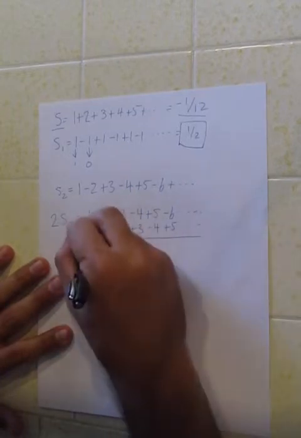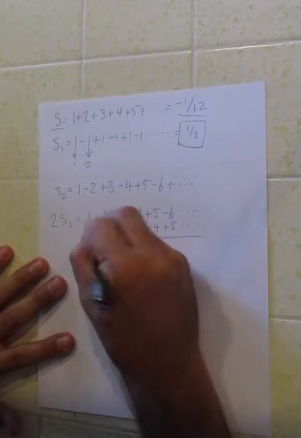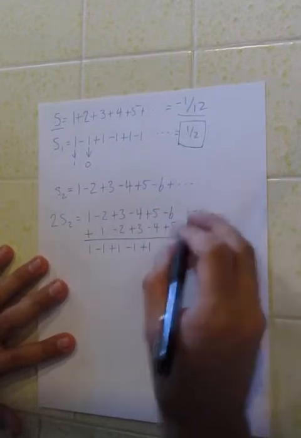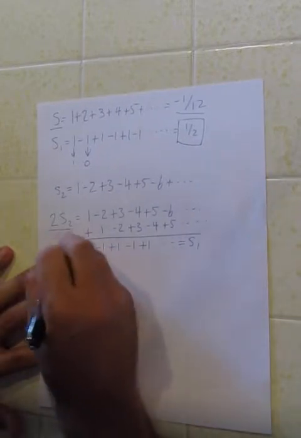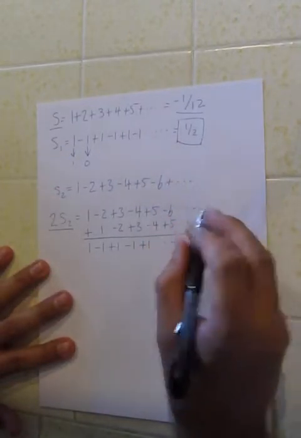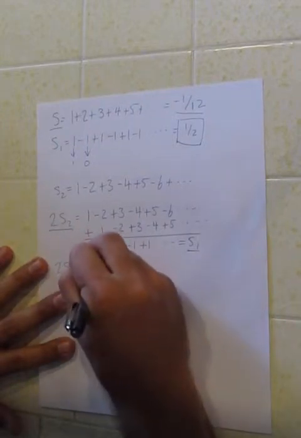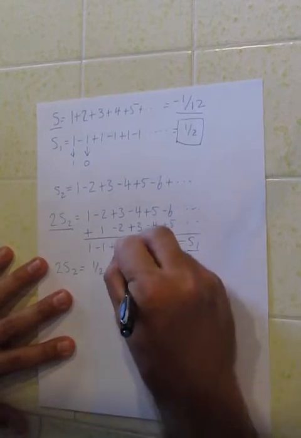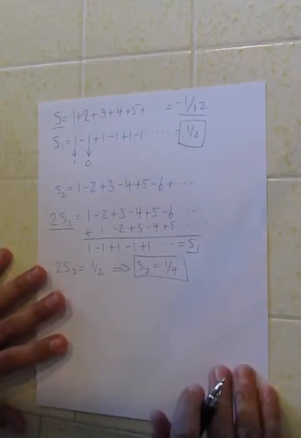And as you can see, when I add those two together, my 2S2 is equal to 1 minus 1 plus 1 minus 1 plus 1, so on and so forth. And this is equal to S1, what we saw before. So now we have 2S2 is equal to S1, and we know what S1 equals. S1 equals 1/2. So now I have 2S2 is equal to 1/2. And from here, by simple algebra, we get S2 is equal to 1/4. And so we're going to be using this piece of information.